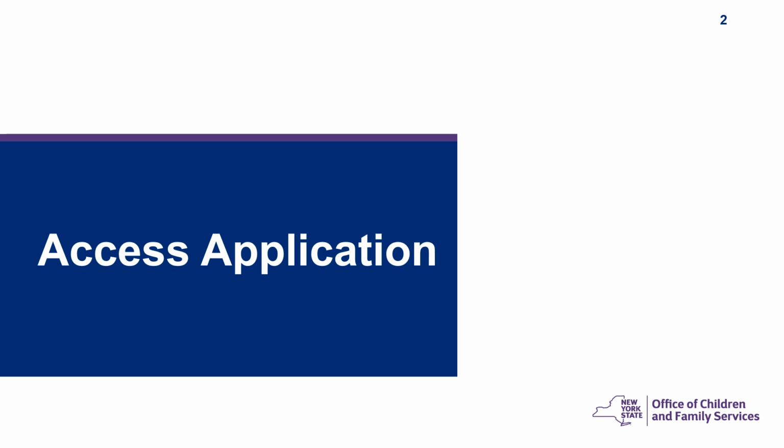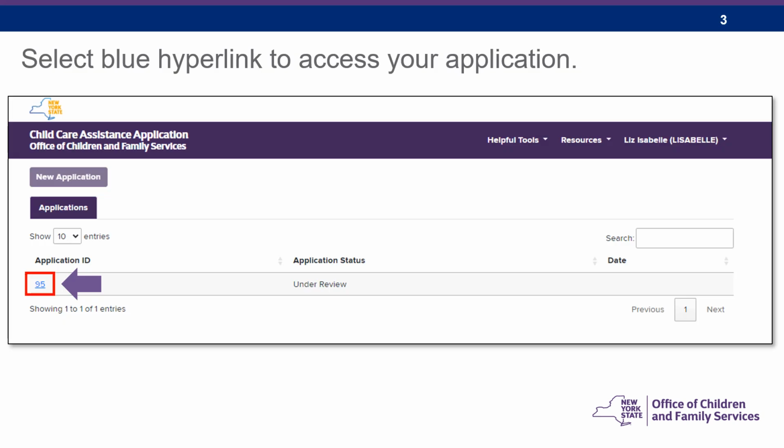Access application. This presentation begins with logging into the CCAA portal. For additional information on the steps preceding login, please refer to the CCAA First Time Registration Guide. To access your application once you have logged into the CCAA portal, select the blue hyperlink for your application ID.